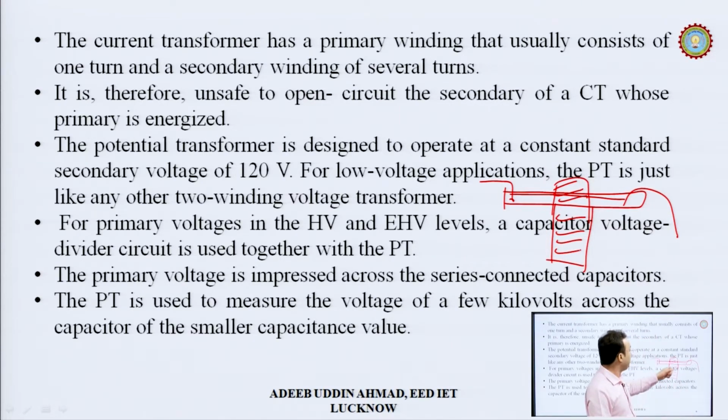That is the safety procedure. We do not open the secondary when the primary is energized. The secondary is always closed because of the safety parameters. Now, talking about the potential transformer.